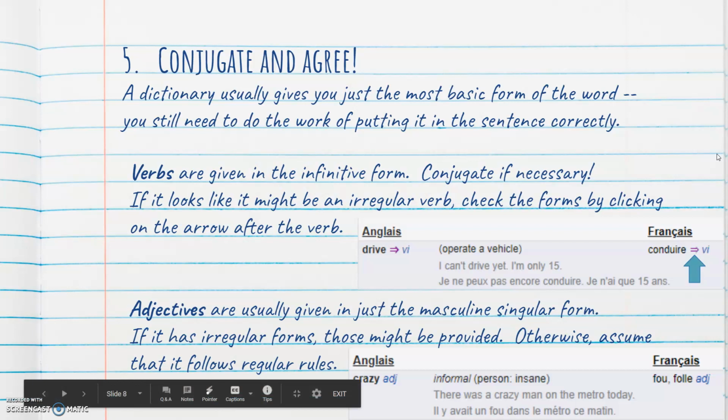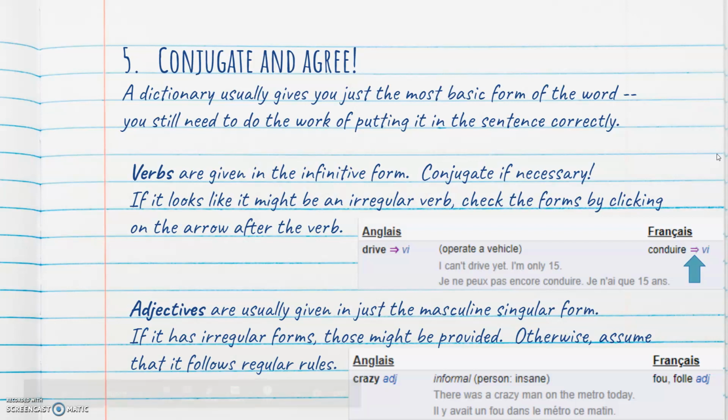And so I have those two and I can figure out what to do with it after that. So if it only gave me one word there, then I would assume that I follow the normal rules for adjective agreement. So when you're looking up something, you still have to do a little bit of work in terms of putting it in the sentence correctly for how you're going to use it.